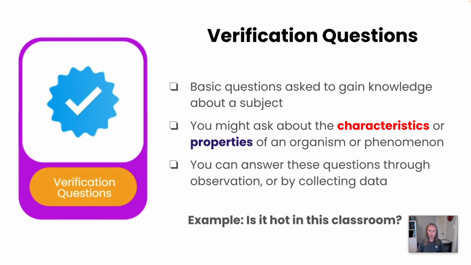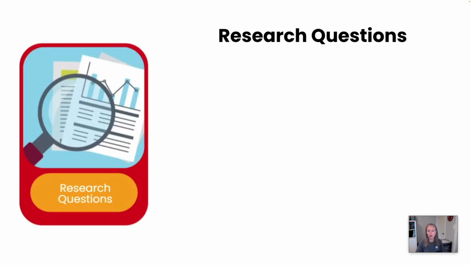So an example would be, is it hot in this classroom? You would maybe go look at the thermometer that's sitting on the wall in the room, or take out a thermometer from a drawer, measure the temperature, and then make a decision, is it hot in the classroom? So that's pretty easy to answer.